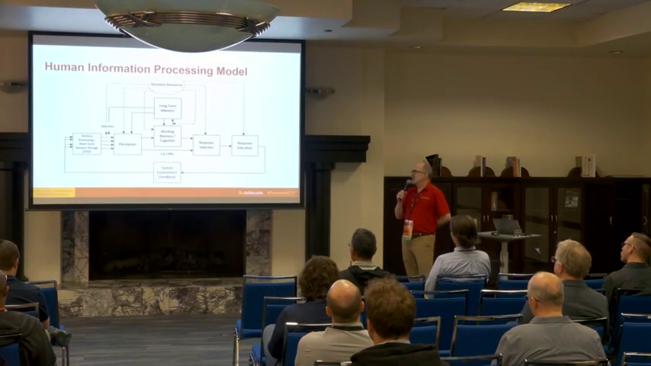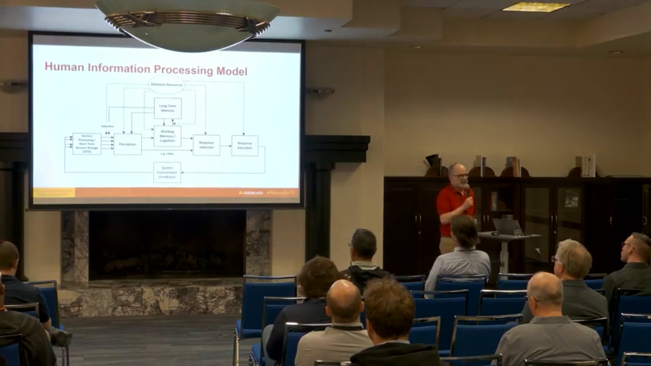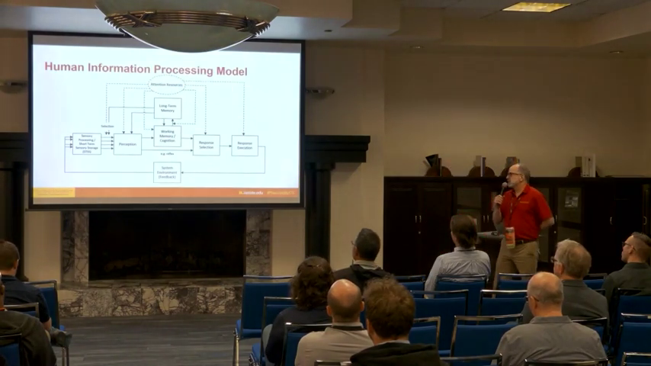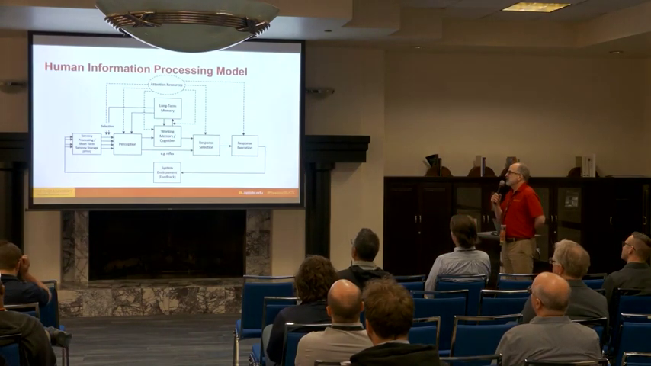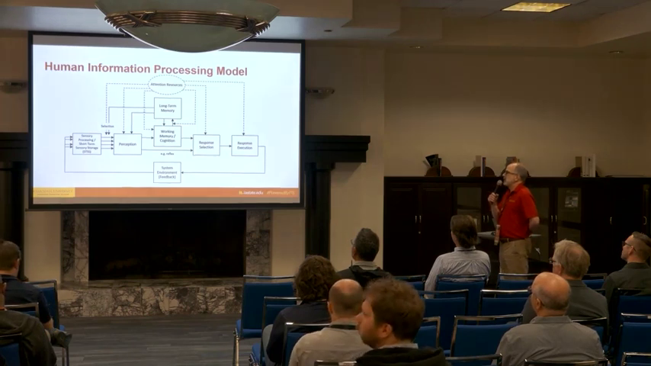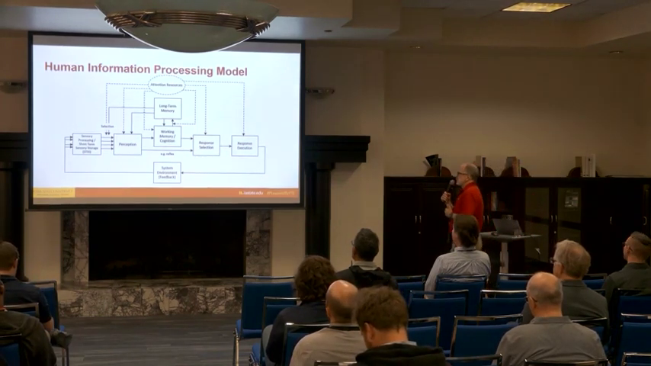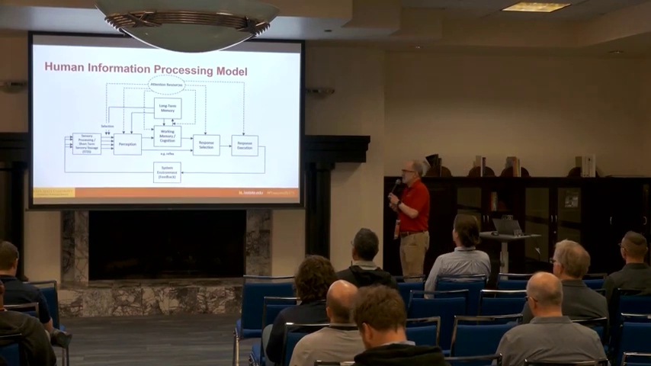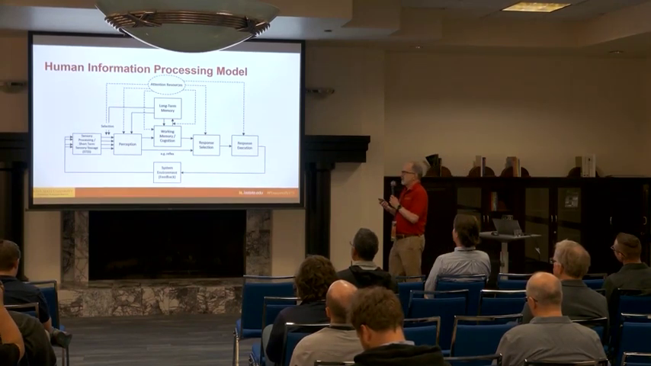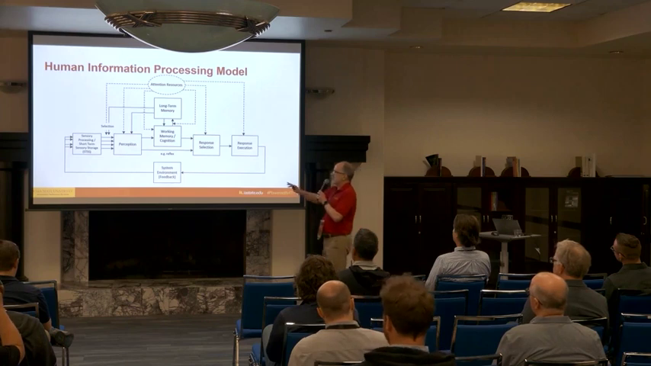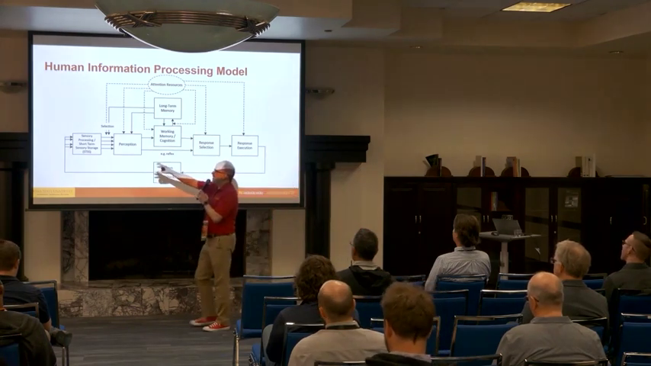All right, so the first one we're going to talk about, we're going to spend a couple minutes on the slide, and we're going to move on to some other things. But this is a model of the human information processing model. So lot of stuff going on here. And so you can kind of see what we have. You kind of have input output, right?